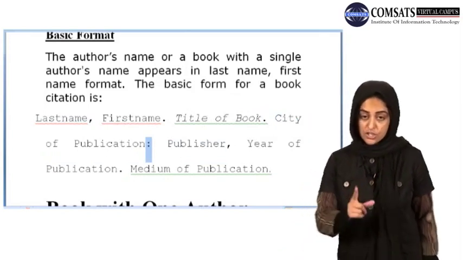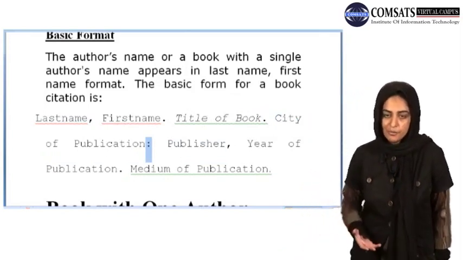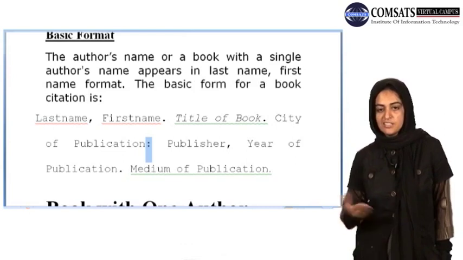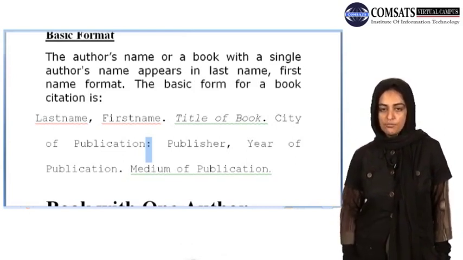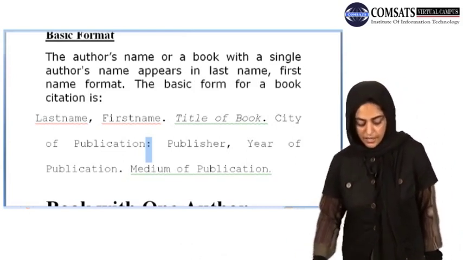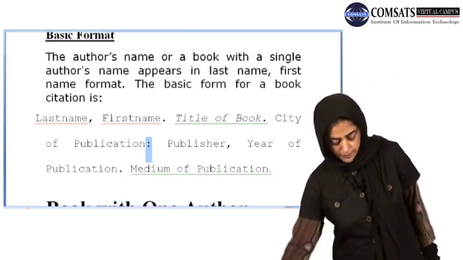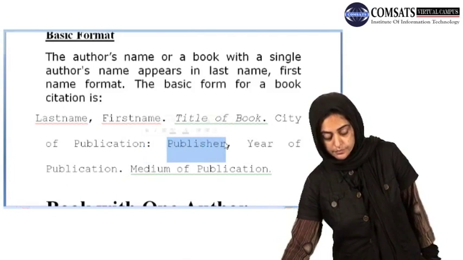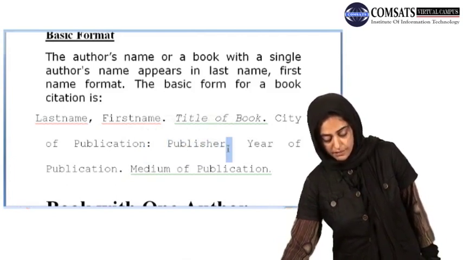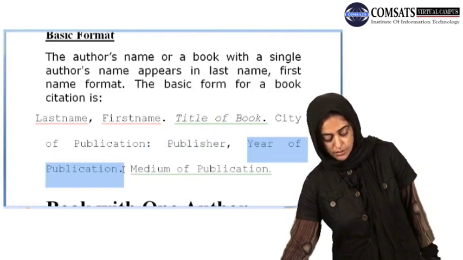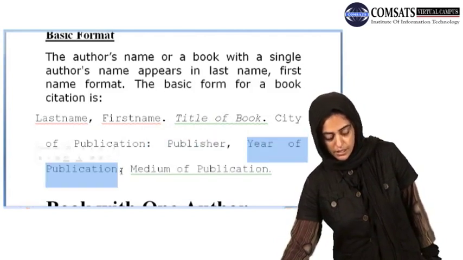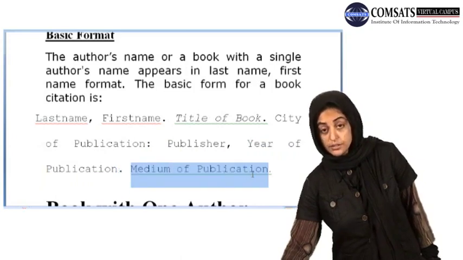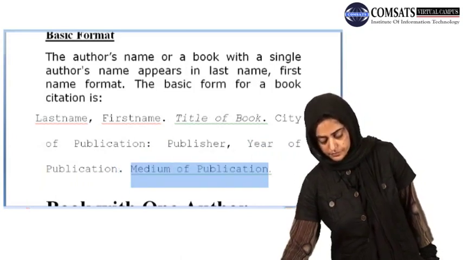Remember one thing, these punctuation marks are very much the part of the format. You cannot change them on your own will when you are following some particular referencing style. Here there should be a colon. After that, dear students, the name of the publisher. First it was the city of publication, then the name of the publisher, then comma, then year of publication, then dot, then medium of publication, and then dot.